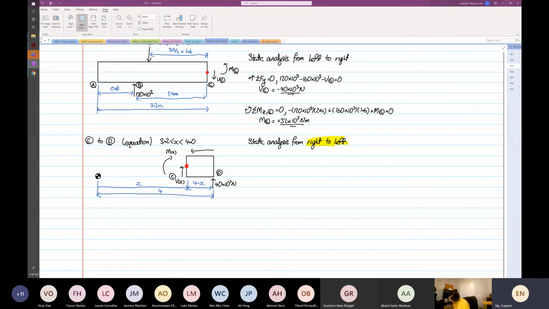shear force first. Positive is going up. Summation of forces in y is equal to zero. So this is equal to 40 times 10 to the power of 3 minus V as a function of x is equal to zero. V as a function of x is equal to 40 times 10 to the power of 3. Hold on, sorry, this is plus, so it's negative. I do apologize, because it's going upwards. So this is minus 40 times 10 to the power of 3. Now, you see a single number, but it is an equation. There's no x in it because it is a constant.